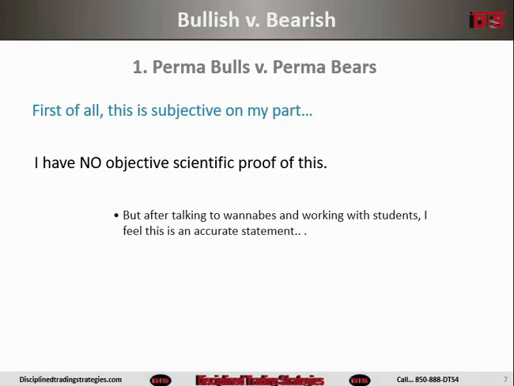There's nothing left to discuss. I just prove my point if it's a factual point. This is not that. I have no scientific objective proof of this, but after talking to many wannabes and working with students, I feel this is an accurate statement.